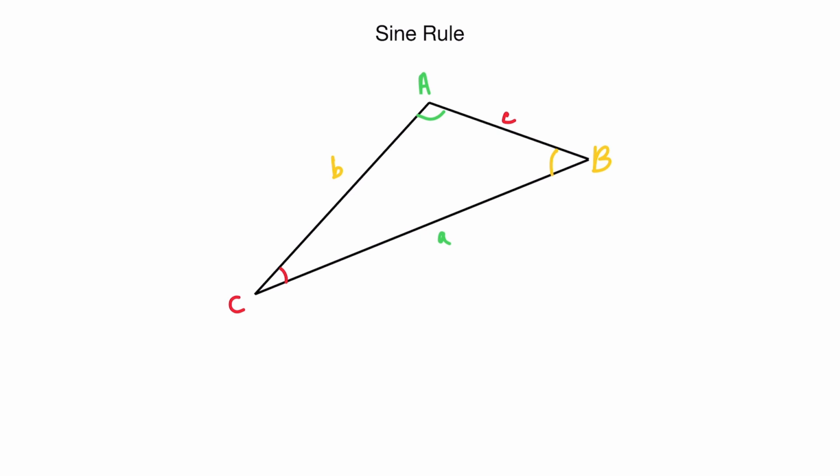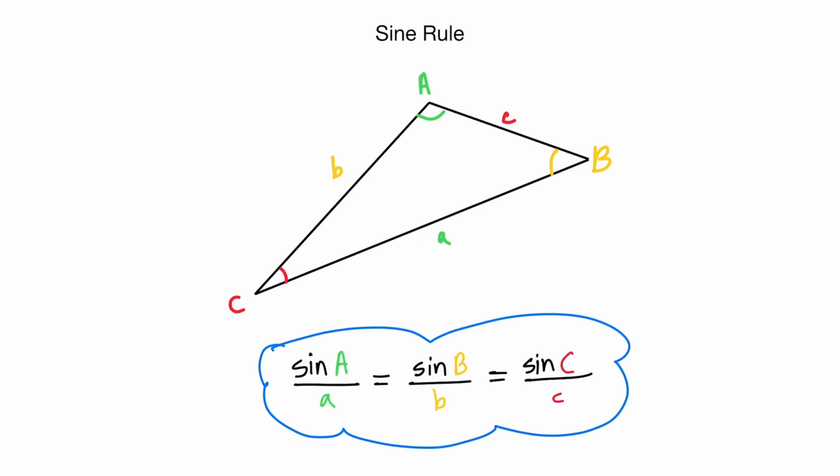And the sine rule essentially tells us that sine A over a equals sine B over b equals sine C over c. So what this means is that when we take the sine of angle A, we divide it by the length of the side that's opposite it, that is the same as sine of angle B over length b, which is equal to sine of angle C over length c.